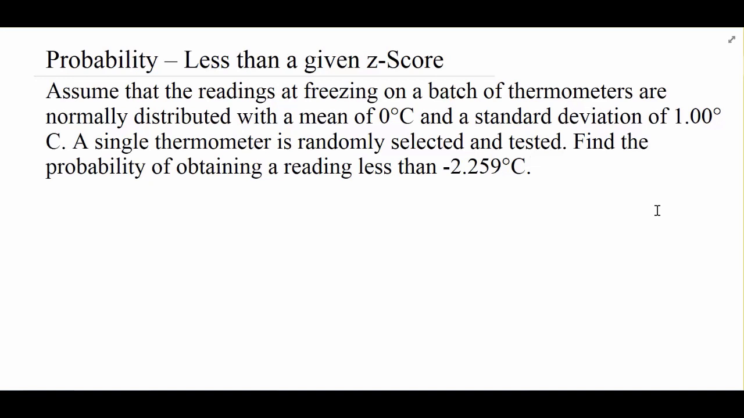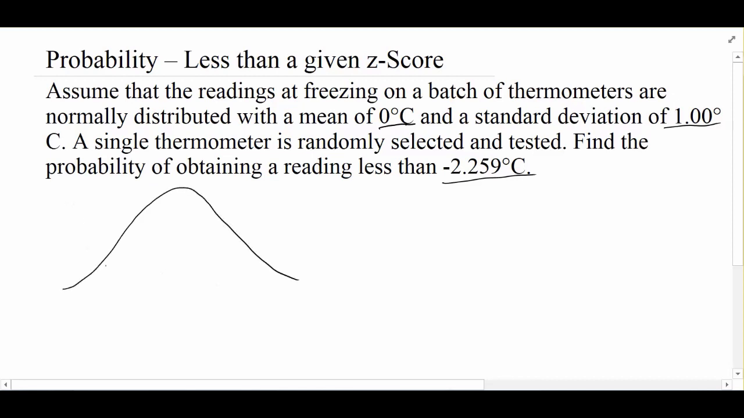Now, this particular case, the values given to us are going to be z-scores because of the fact that our mean is 0 and our standard deviation is 1, which is what we call the standard normal distribution. But if we look at how far away our data point of negative 2.259 is, well, that's negative 2.259 standard deviations away, since the standard deviation is 1 degree. So we're looking at a z-score of negative 2.259, and we want to know the probability of being that value or less.